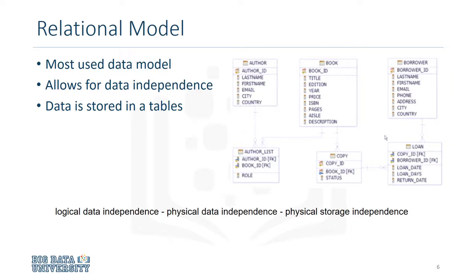Using a simplified library database as an example, this figure shows an entity relationship diagram, or ERD, that represents entities, called tables, and their relationships. We have authors who write books, borrowers who take books out on loan, various copies of books, etc. This is the final ER diagram. But how did we get there?